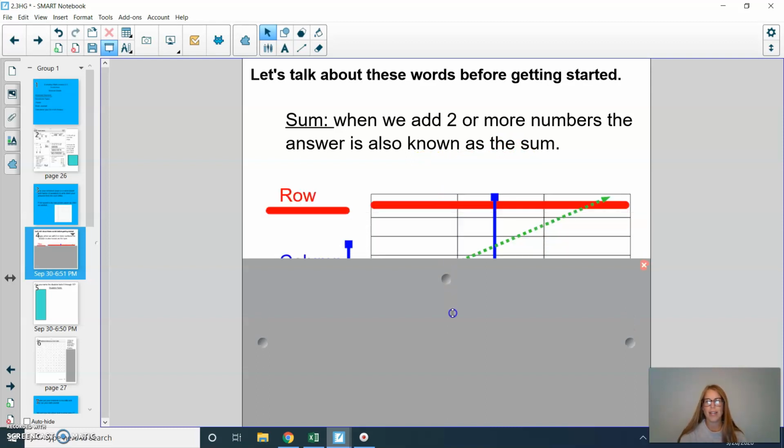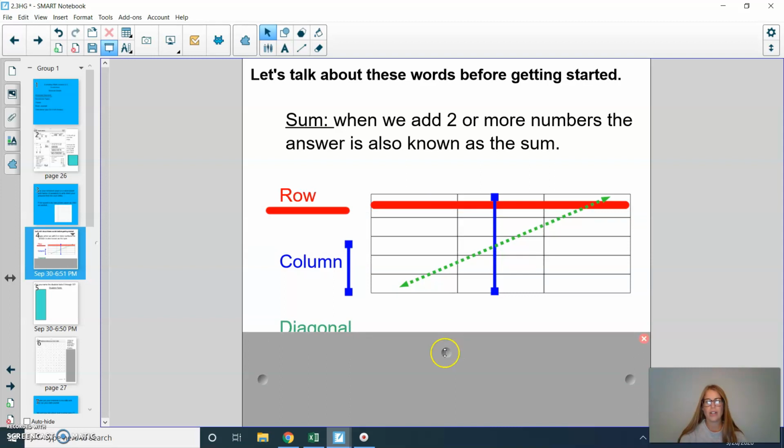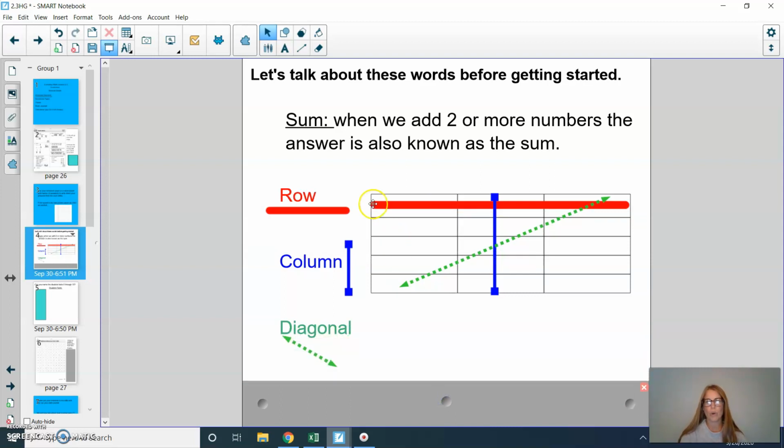Today we're going to be looking at a chart. And in that chart, we're going to see rows, which go across. We're going to see columns, which go up and down. And we'll also see a diagonal, which is like a slant.